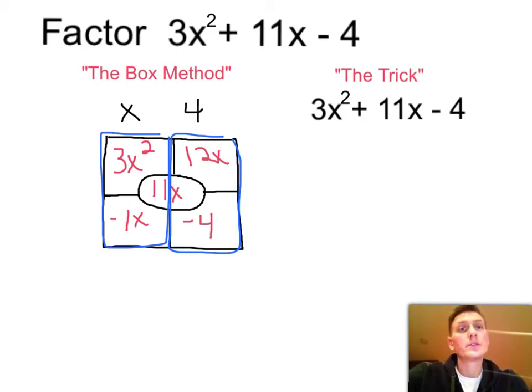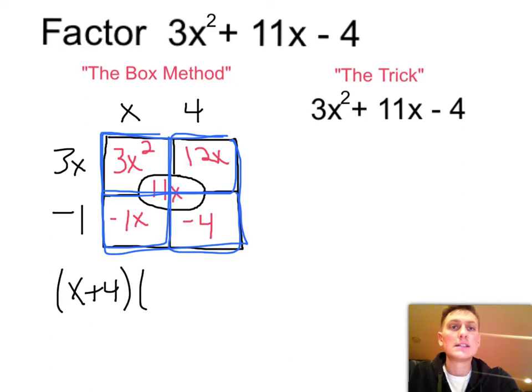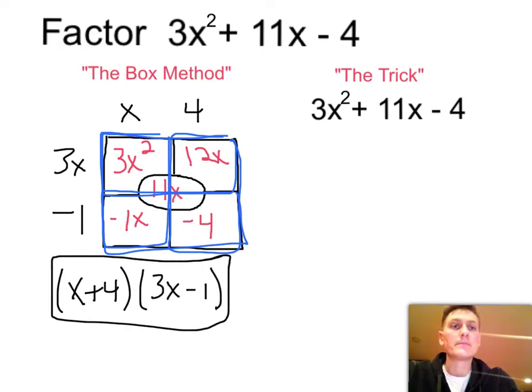Now we look at the rows. What can we factor out of 3x squared and positive 12x? Well, the greatest common factor here is positive 3x. The very last row, negative 1x and negative 4. Notice that they're both negatives, so the greatest common factor here is actually a negative 1 that we can pull out. The factors, of course, are located at the top and the left-hand side of the box, so it becomes (x + 4)(3x - 1) to give our final factored form.